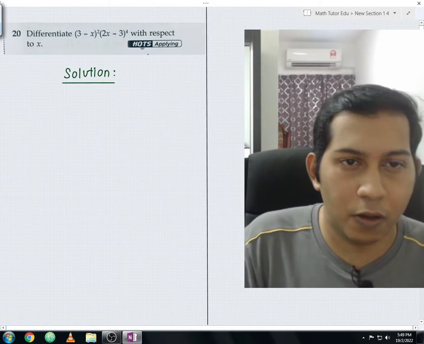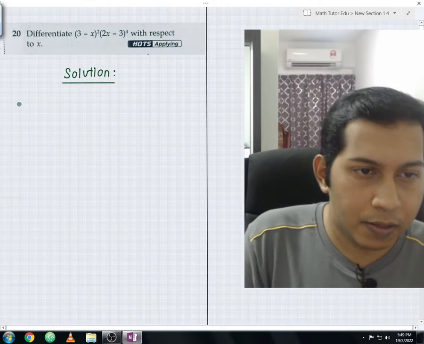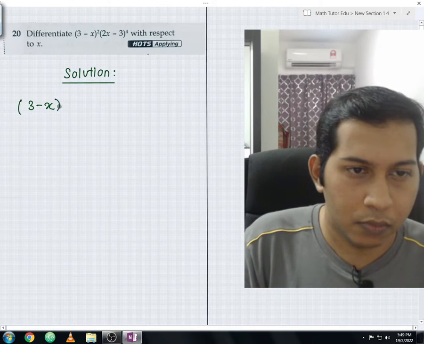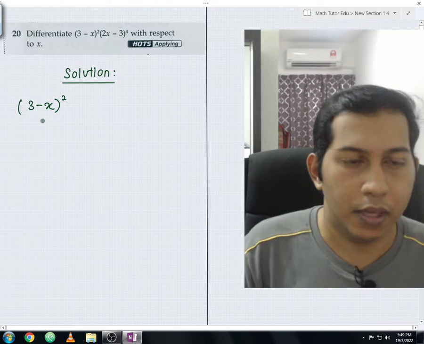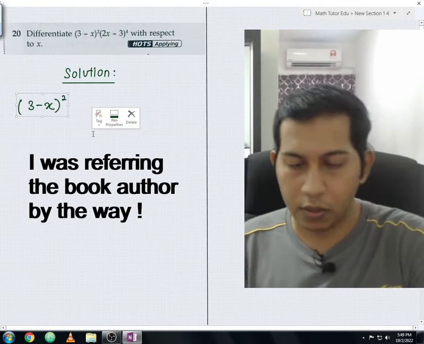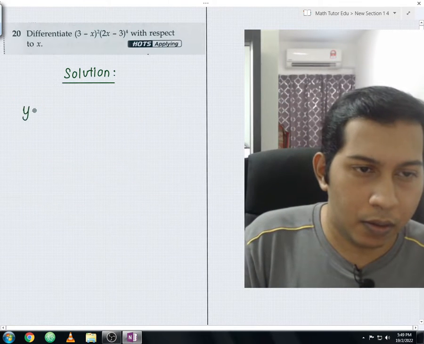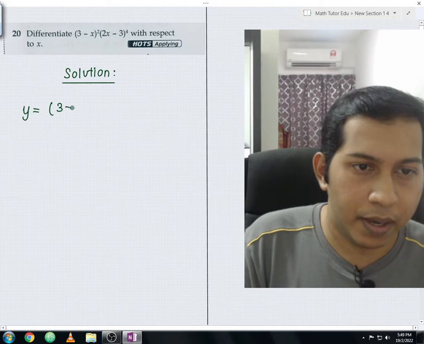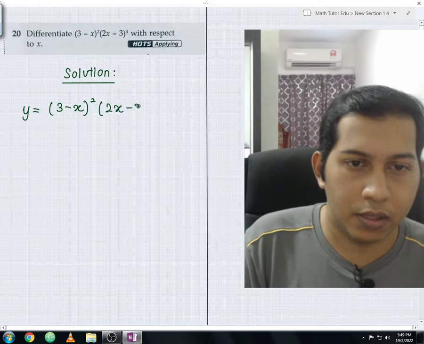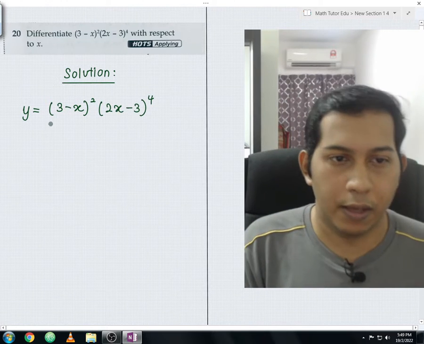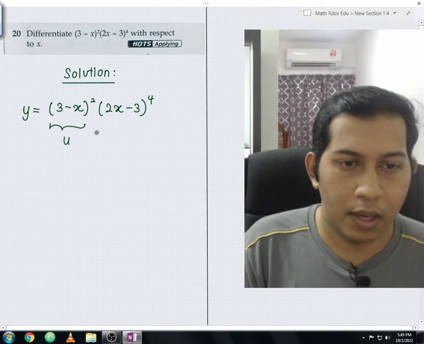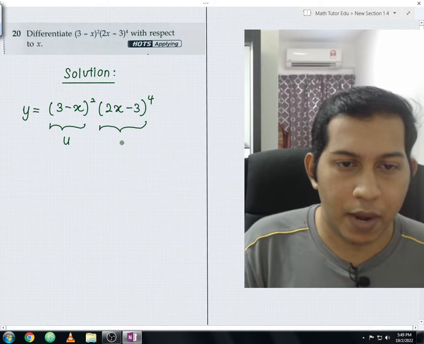So from here let me copy down this equation into the working here. So from here 3 minus x squared. Differentiate. Okay, so let me just write y equals 3 minus x squared, then times 2x minus 3 to the power of 4. So this first expression you write as u, and the second expression you write as v.